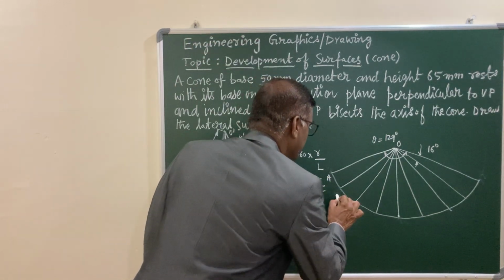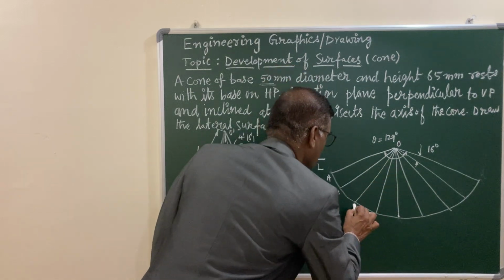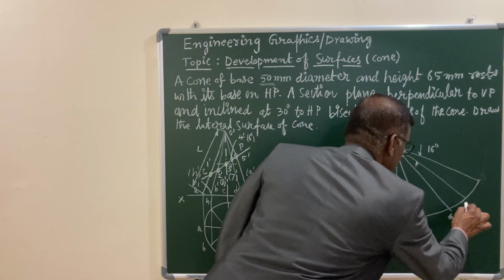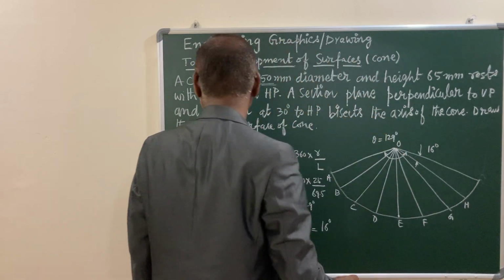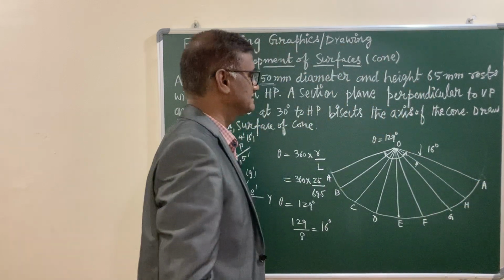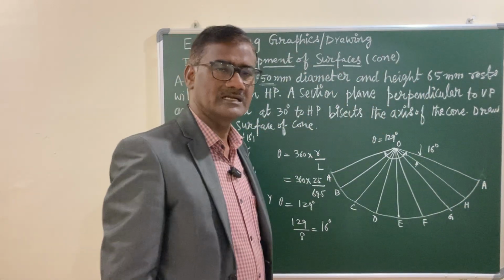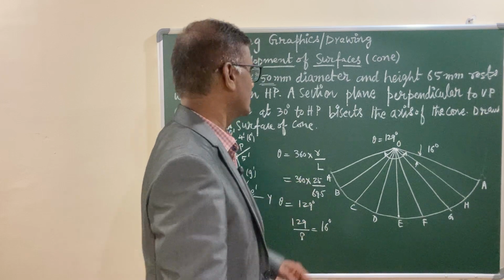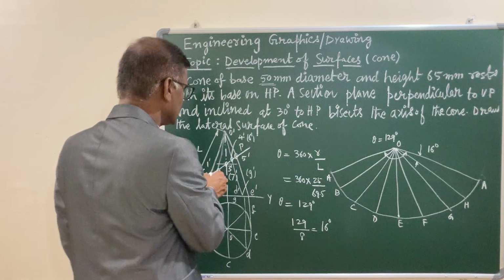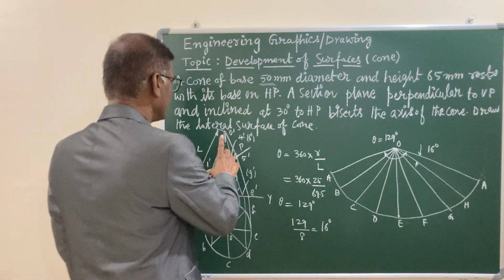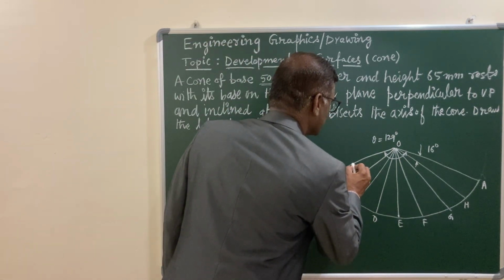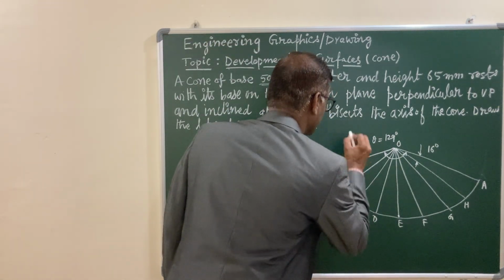It is OA, OB, OC, OD, E, F, G, H. Of course, A repeats at the end of it. This is the development of the lateral surface of the cone. Now locate the points. Here 1 is on the end generator. Here O prime, 1 prime, with the help of compass, let us locate 1 on the developed surface. This is your point 1.